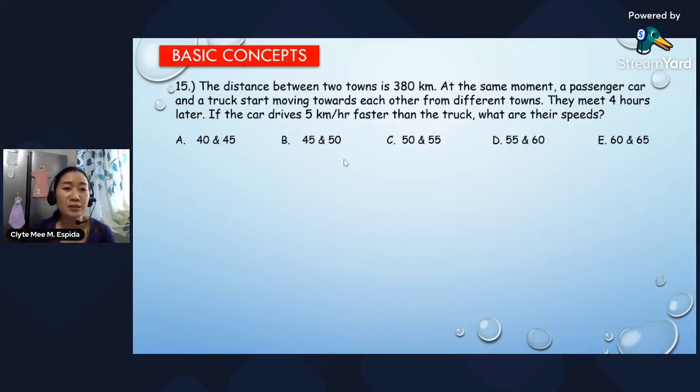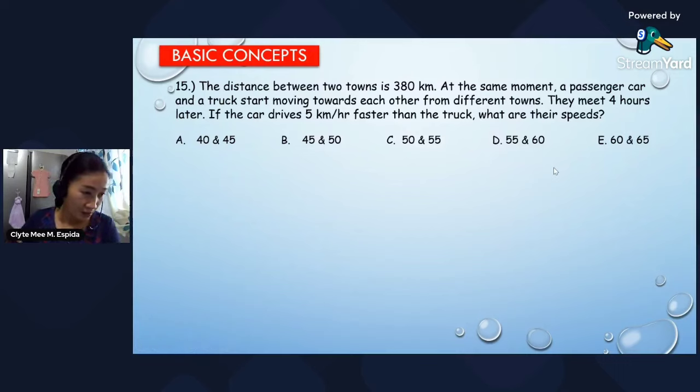The distance between two towns is 380 kilometers. At the same moment, a passenger car and a truck start moving towards each other from different towns. They meet 4 hours later. If the car drives 5 kilometers per hour faster than the truck, what are the speeds? So we have 40, 45, 45, 50, 50, 55, 55, 60, 60, and 65.